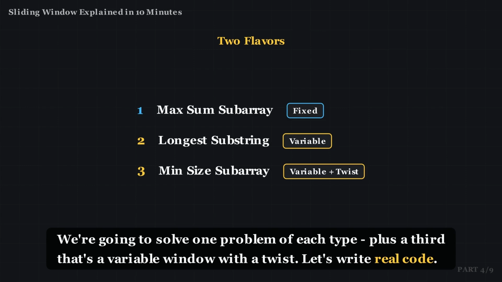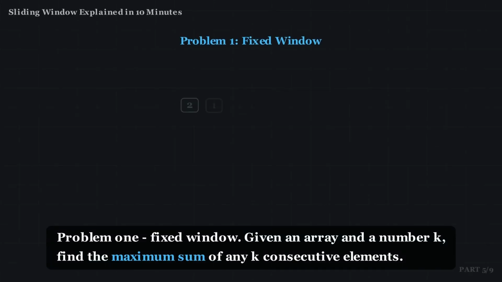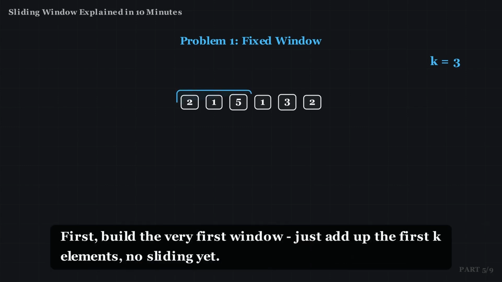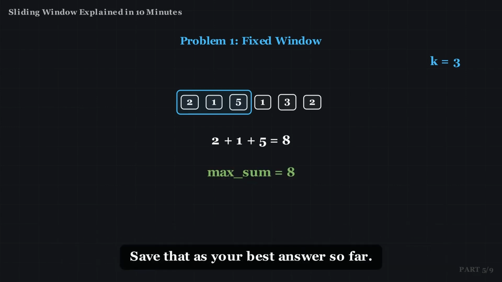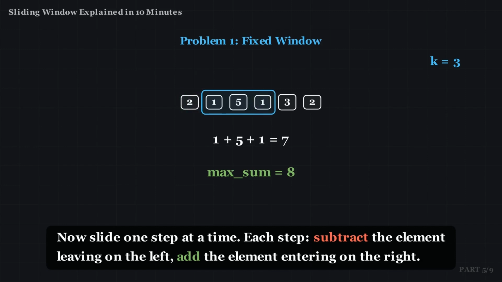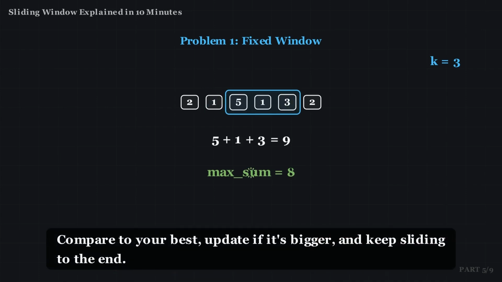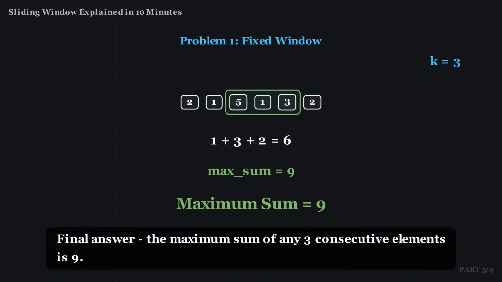Let's write real code. Problem 1: fixed window. Given an array and a number k, find the maximum sum of any k consecutive elements. First, build the very first window, just add up the first k elements, no sliding yet. Save that as your best answer so far. Now slide one step at a time. Each step, subtract the element leaving on the left, add the element entering on the right. Compare to your best, update if it's bigger, and keep sliding to the end. Final answer: the maximum sum of any 3 consecutive elements is 9.